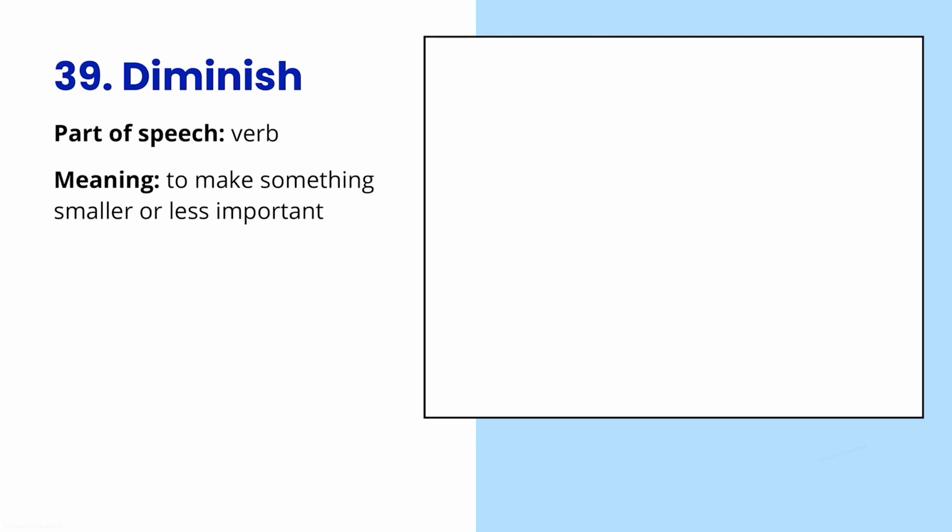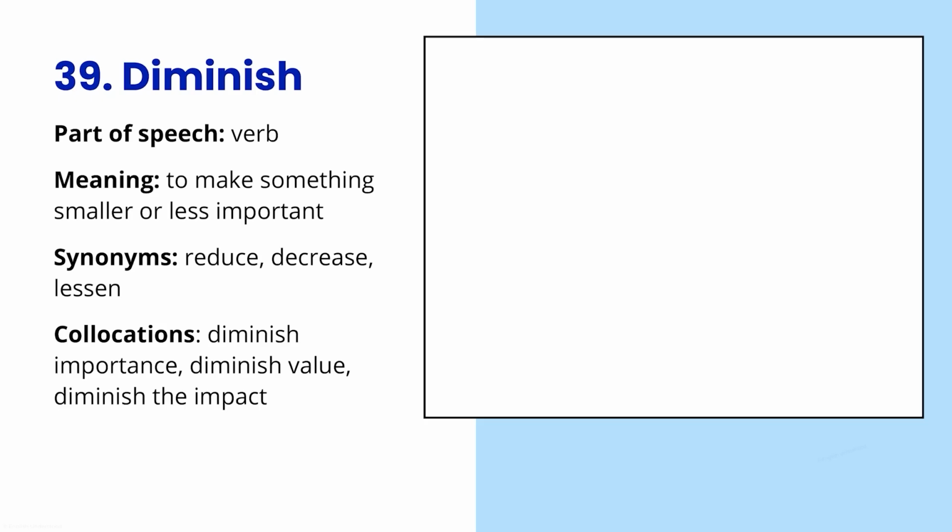It's really good for essays about technology, education, or even the economy. Moving on to 39, diminish. Diminish is a verb, and it means to make something smaller or less important. Synonyms: reduce, decrease, lessen. Collocations: diminish importance, diminish value, diminish the impact. So all of these collocations are saying to make something smaller or less important.